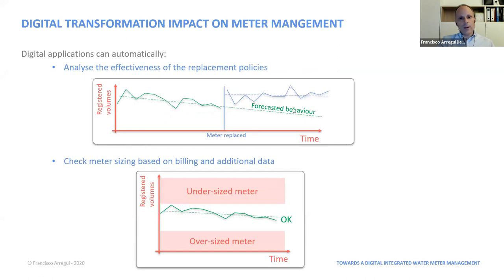The second thing, we can check the effectiveness of the replacement policy. Sometimes I have found many water utilities that when they replace meters, they find that they are not increasing the registered water because the previous meters had over registration, and then when you replace them, the new meters are measuring close to -1-2%, they register less volume than the previous one.